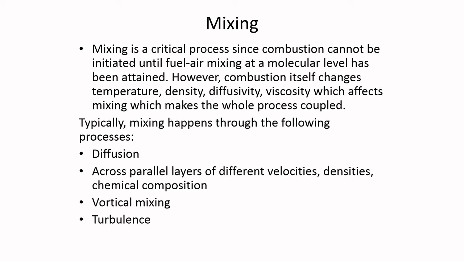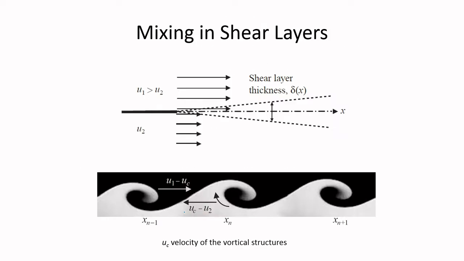So in this scramjet, you can say that mixing happens through diffusion. It happens through parallel layers of different velocities, densities, and chemical composition, or it happens through vortex mixing, and of course it happens through turbulence. So if we consider the mixing in shear layers, what is a shear layer? A shear layer is that region in the flow which is characterized by strong velocity gradients, which results in strong shear forces, and that happens when you have two parallel layers moving at different velocities, as in this case.